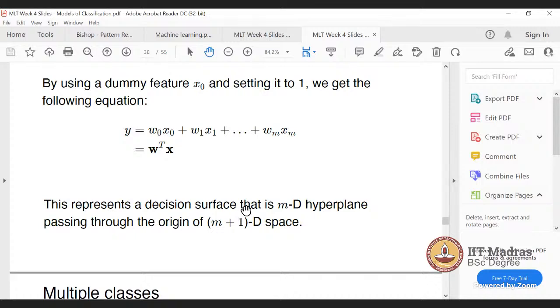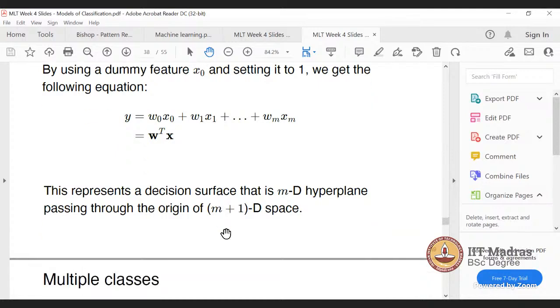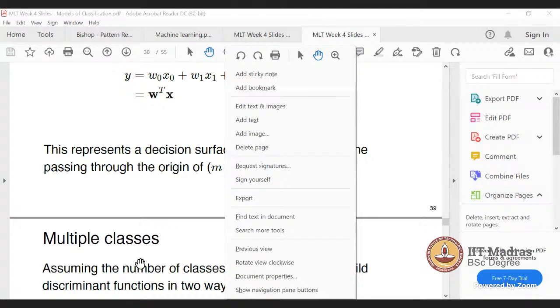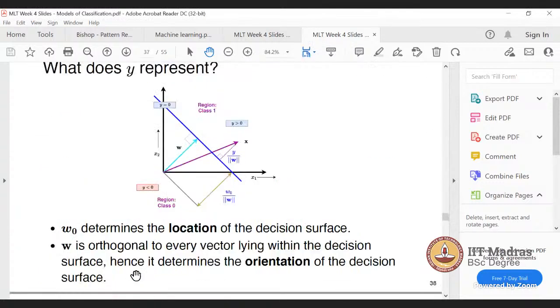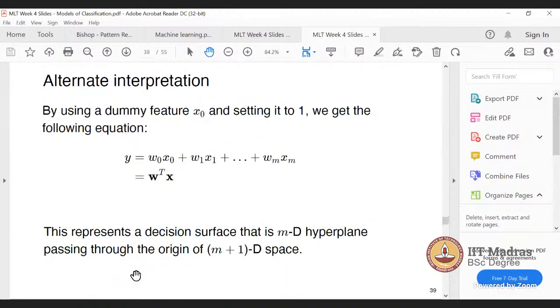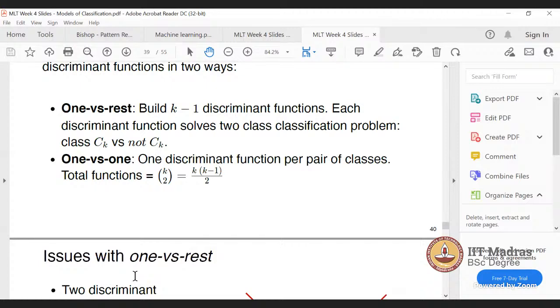So your data are distributed in m-dimensional space, and your hyperplane will be an m-1 dimensional hyperplane. Okay. So this setup we have done only for 2 classes, where we have only class 0 and class 1. But for multiple classes, there may be 2 ways for this classification problem. One is 1 versus rest, and another is 1 versus 1.